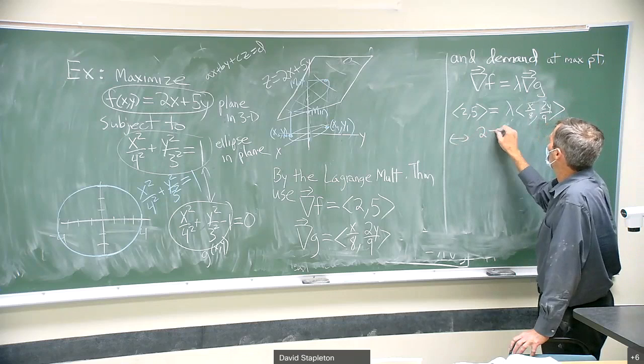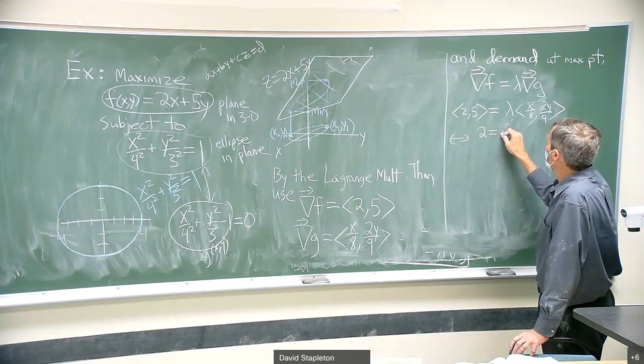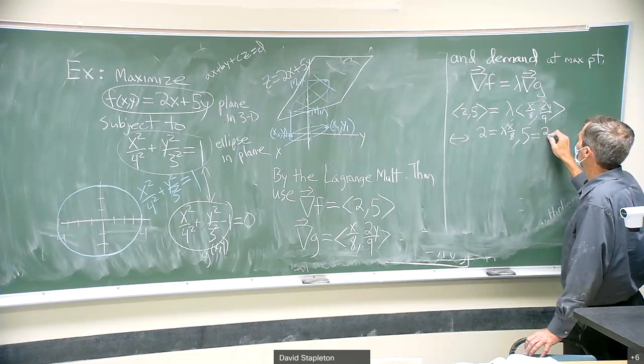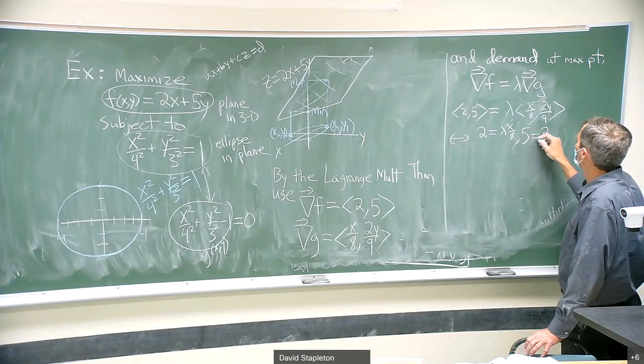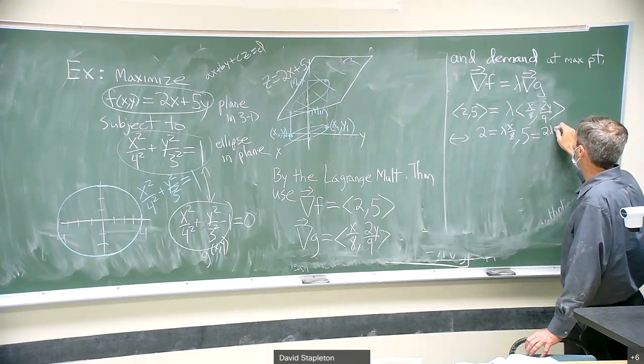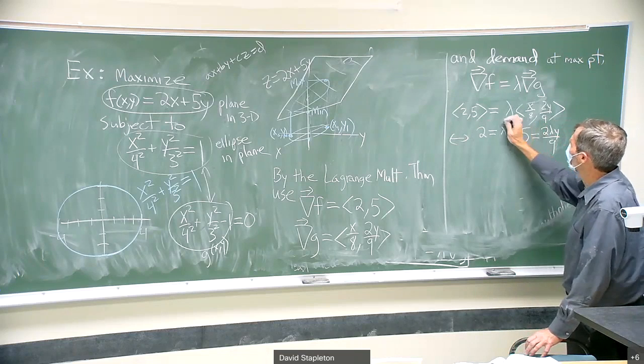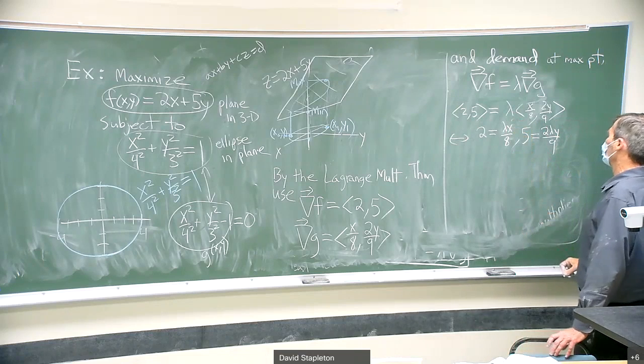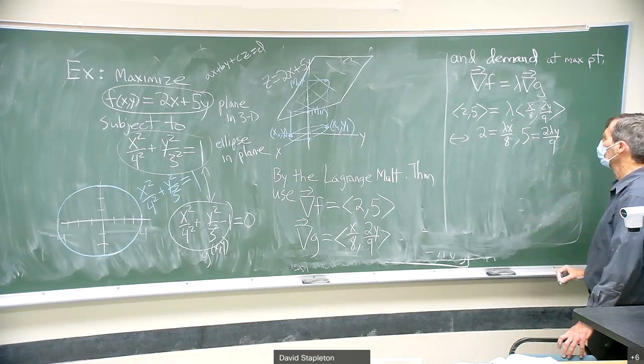This says 2 equals lambda times x over 8, and 5 equals 2 lambda y over 9. So we need both of these things to hold.